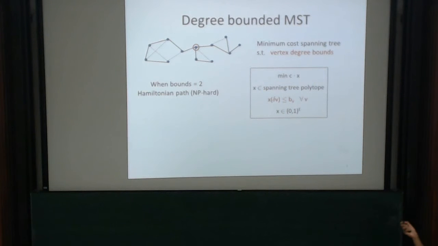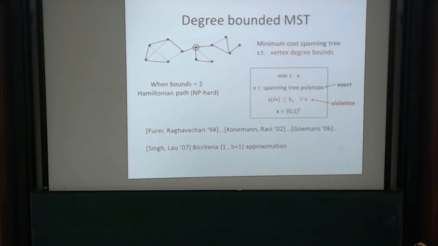And it turns out that if we just set all these bounds to be 2, then the feasibility problem itself becomes NP hard. This is the Hamiltonian path problem. And so we can't hope to get usual approximation bounds. And what people have looked at is ensuring that you do find an integral spanning tree, but you violate these degree constraints by a small amount.